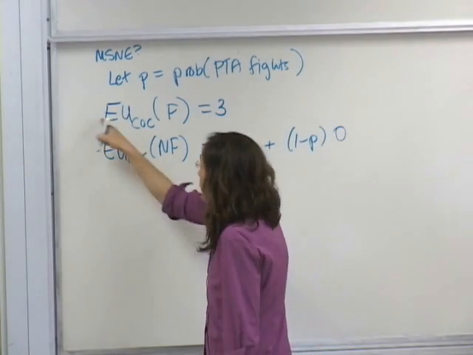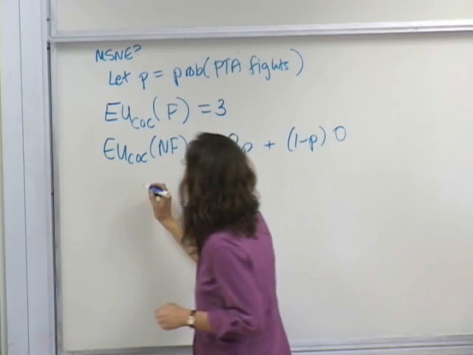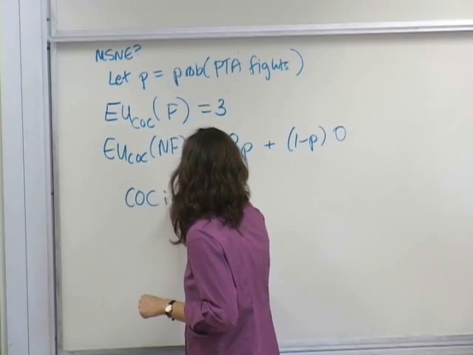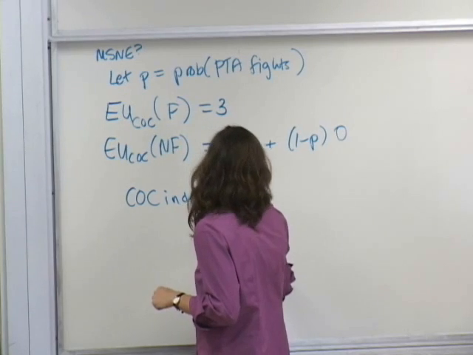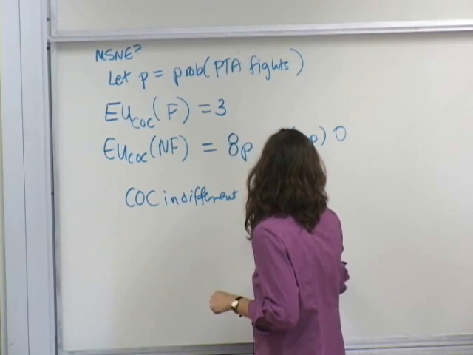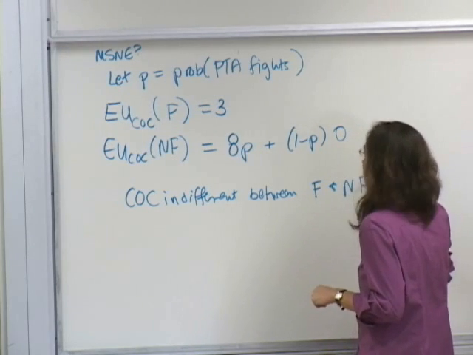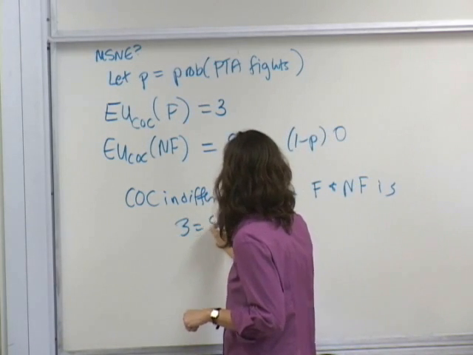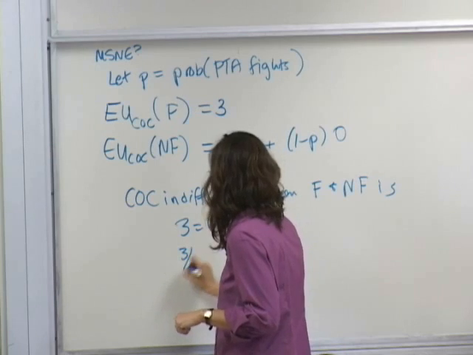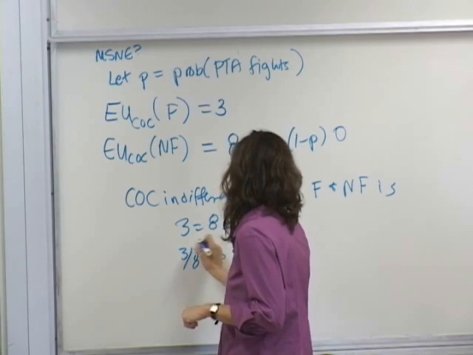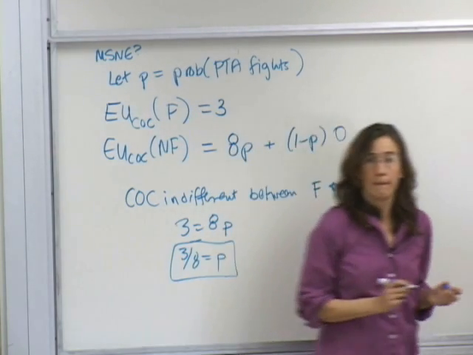So the value of P that makes the Chamber of Commerce indifferent between fight and non-fight is where 3 equals 8p, or p equals 3/8. Yeah, Tiffany.